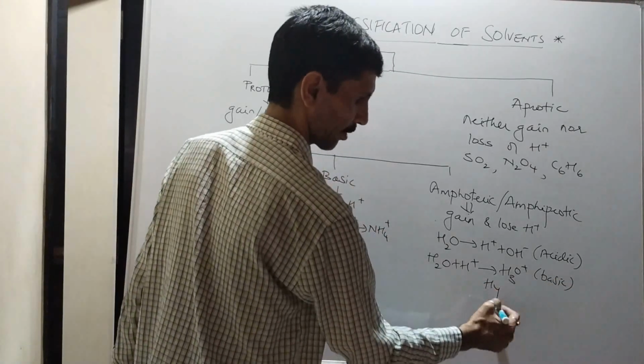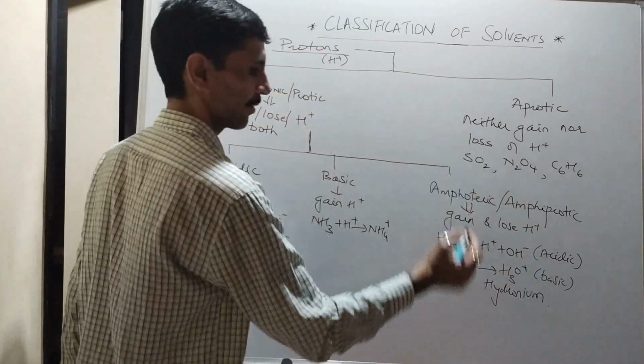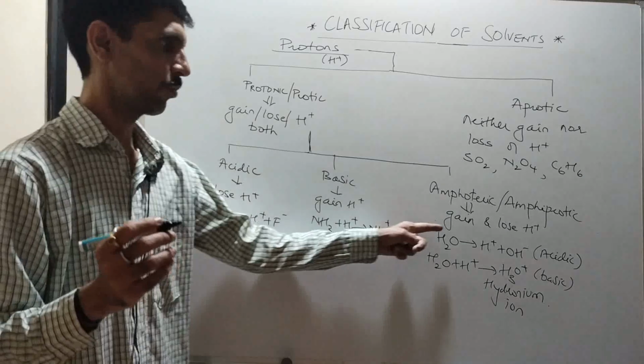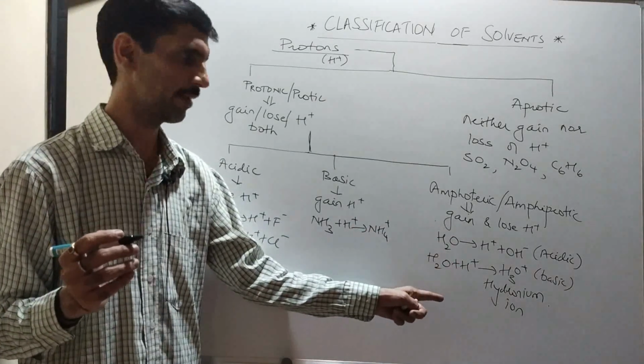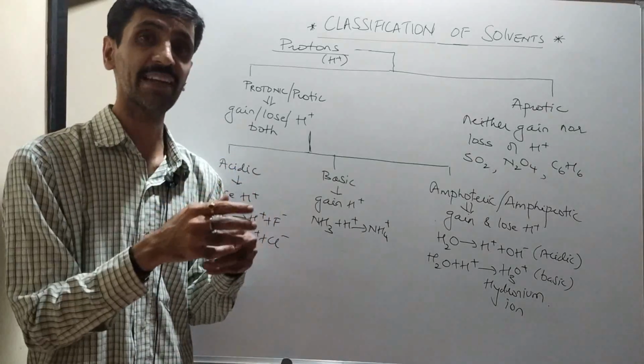ओके, इसको हम लोग हाइड्रोनियम आयन बोलते हैं. We call it a hydronium ion. Okay, so you can see this, कि water can show acidic as well as basic behavior and therefore it is amphoteric. दोस्तों याद रखना, दोनों reaction लिखना ज़रूरी है.